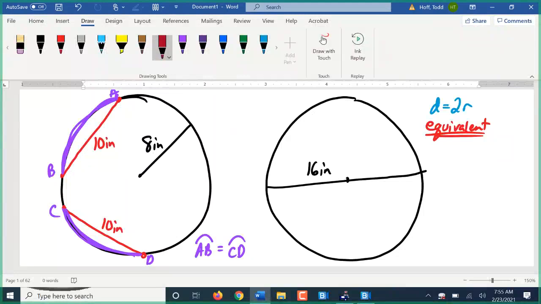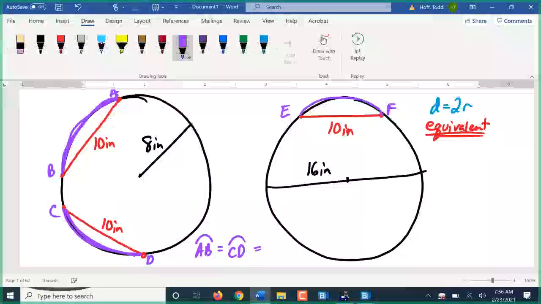If I go over to my other circle over here, and I put in a chord that's 10 inches long, I'll call that arc EF. Because they have the same radius between the 2 circles, arc EF is also equal to arc AB and arc CD.